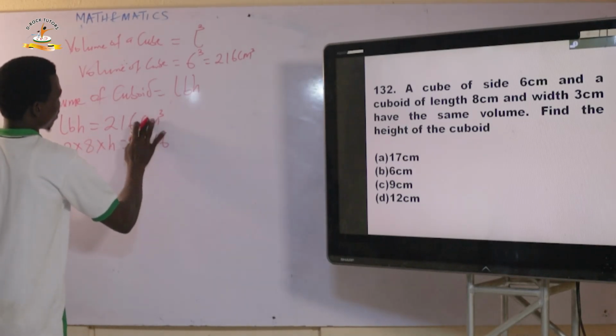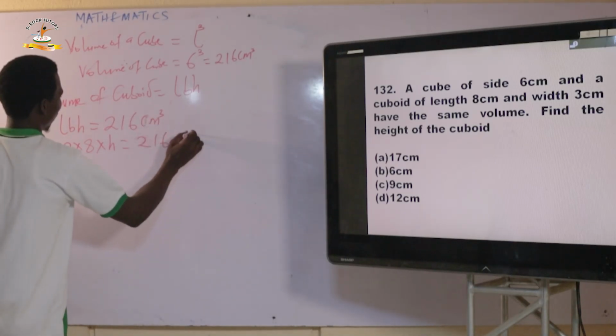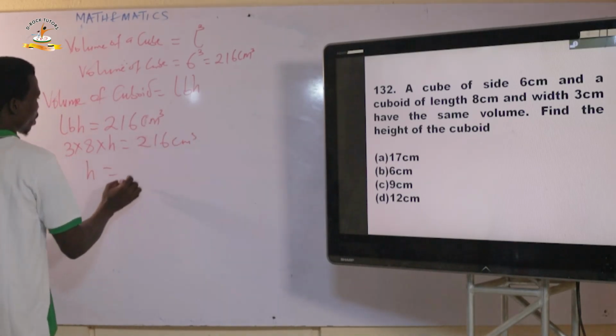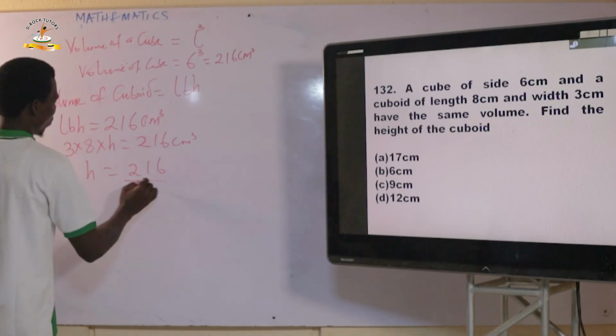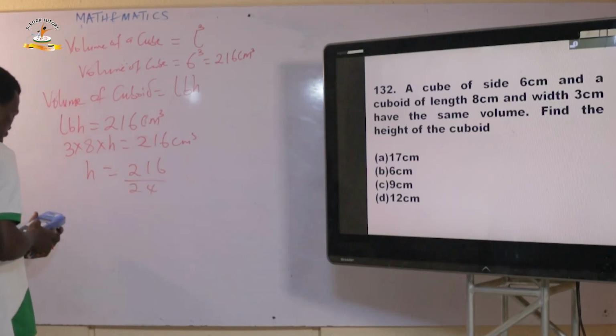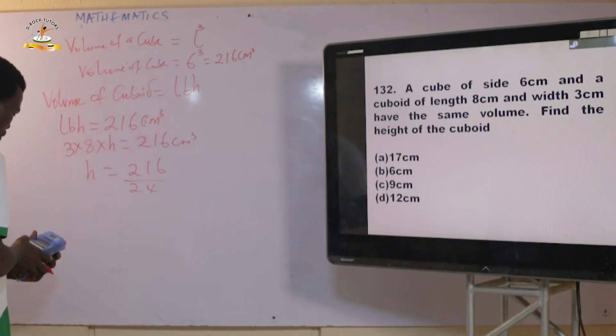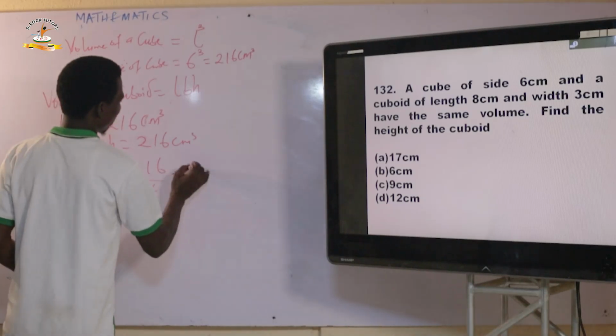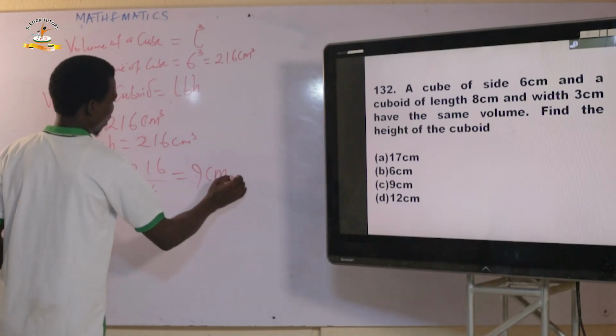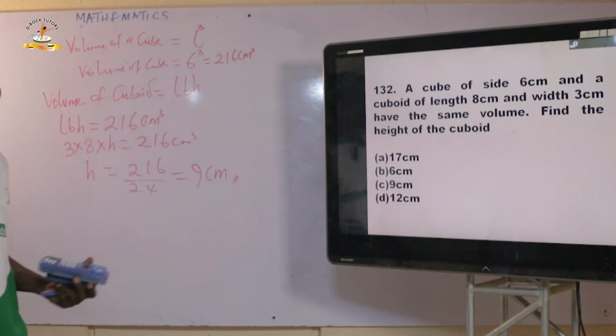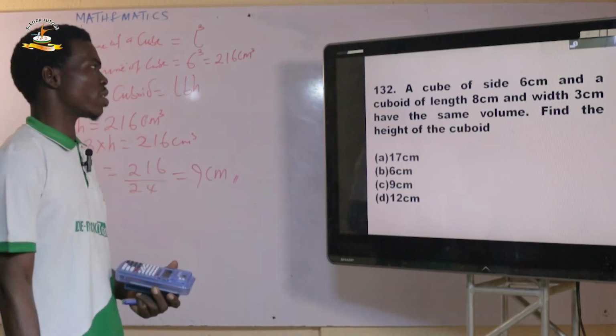216 centimeter cube. And it means height will be what? 216 all over 24. And when you do that, it becomes what? 9 centimeter. So the height of the cube is what? 9 centimeter. That is option C. Next.